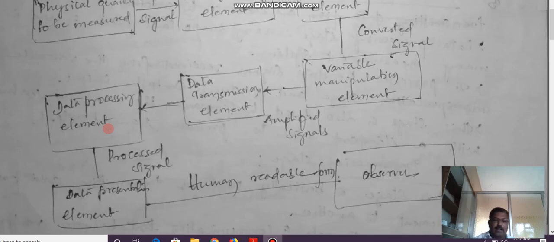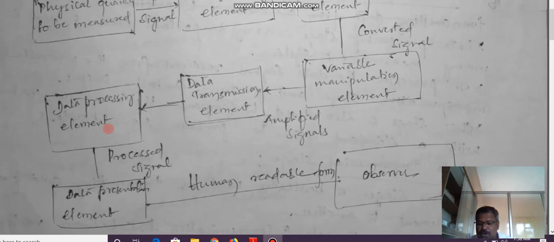So now it ends with the last stage, called the data presentation stage. What is the data presentation stage? It is also called the application stage. It is used to display the measured physical quantity in a human readable form to the observer. It receives signals from the data processing element and displays that data in a human readable form.